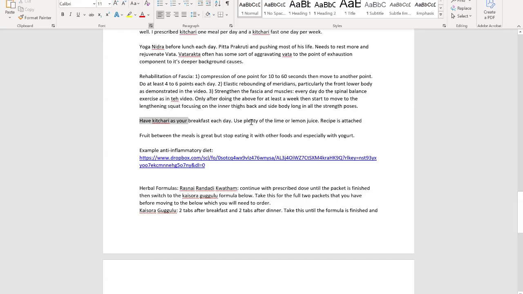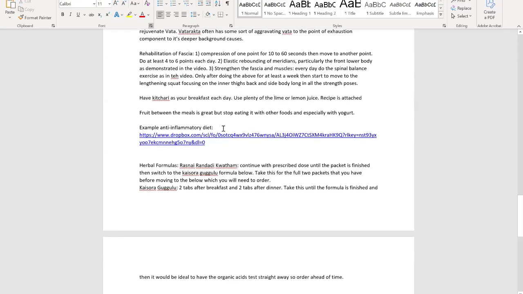We used a detox khichdi recipe with it. We focused on lots of lime and lemon juice. This helps to digest fats, and particularly because I saw that fat metabolism was key for this client, lime and lemon juice is very supportive there.